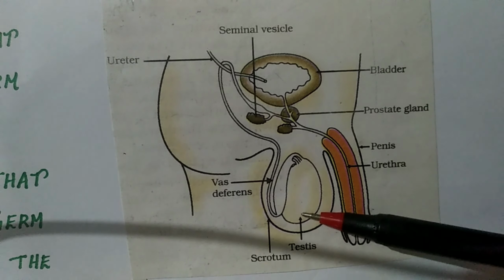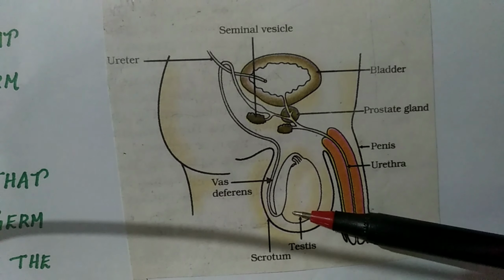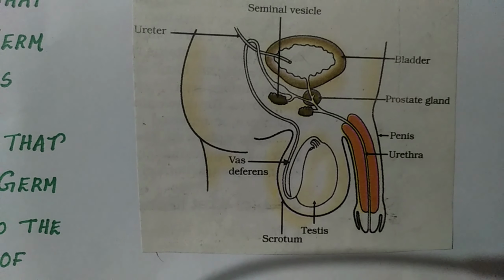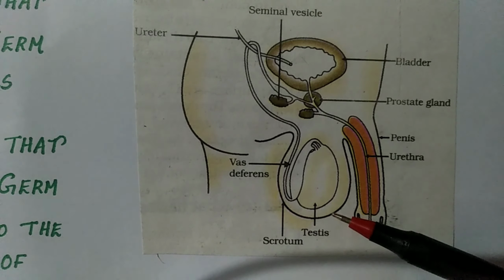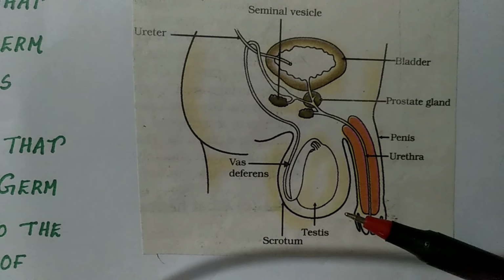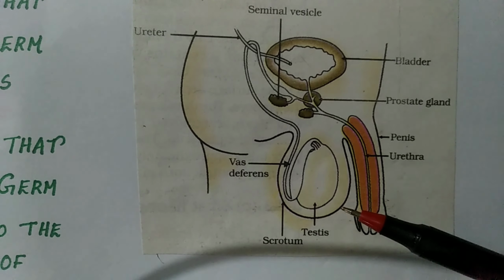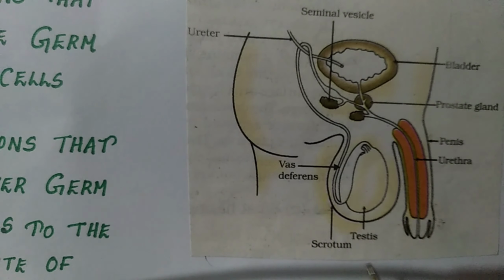Let us go through the functions and how it delivers the sperms to the site of fertilization. Let us go through the parts one by one. Now let us begin with the testes. You can see here the structure of the testes. Testes are oval shaped primary reproductive organs in man. A pair of testes lies in a small sac-like muscular structure, which is called the scrotum.